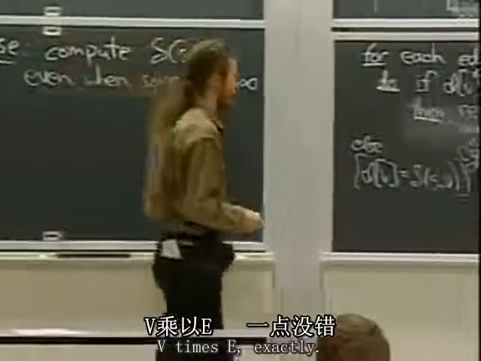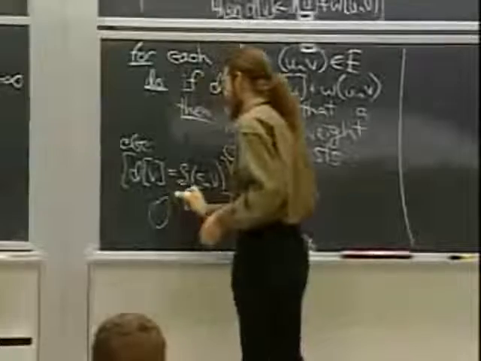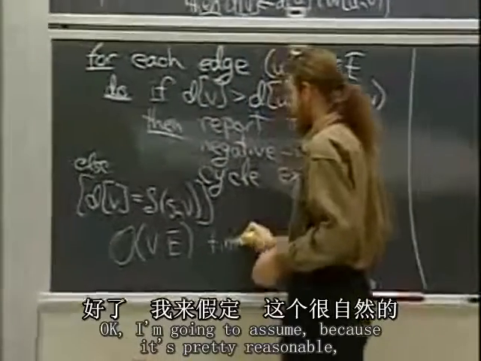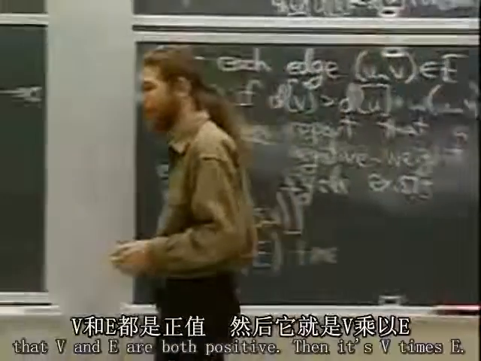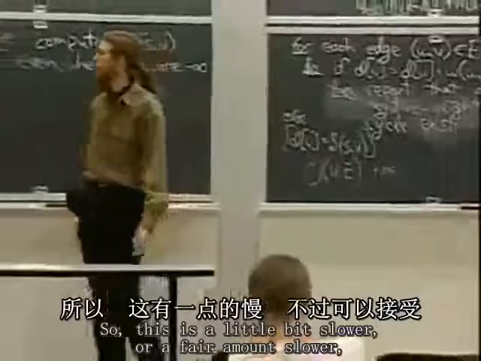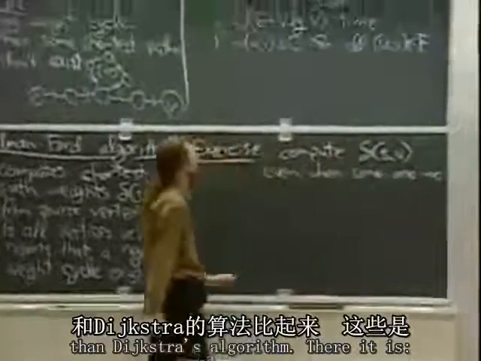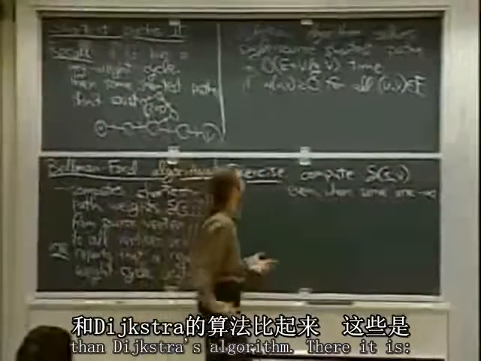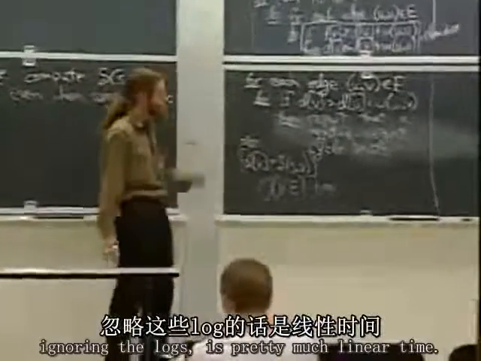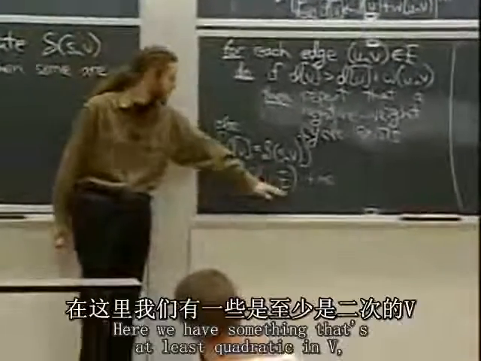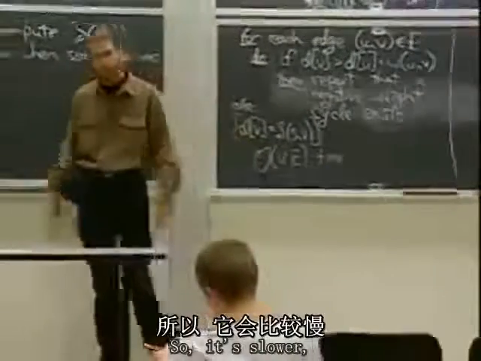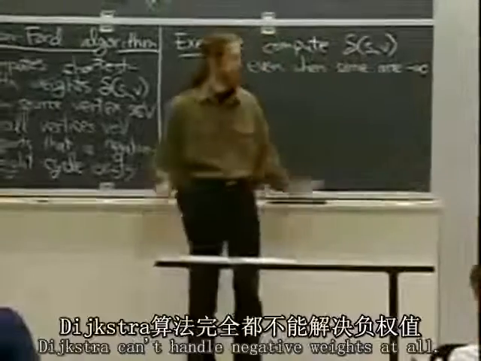V times E, exactly. I'm going to assume, because it's pretty reasonable, that V and E are both positive. Then it's V times E. So this is a fair amount slower than Dijkstra's algorithm. There, E plus V log V, ignoring the logs, is pretty much linear time. Here we have something that's at least quadratic in V, assuming your graph is connected. So it's slower, but it's going to handle these negative weights. Dijkstra can't handle negative weights at all.